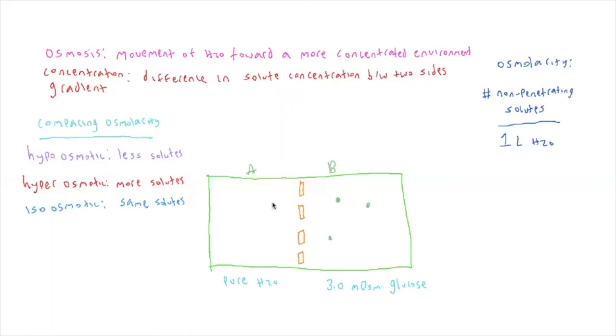But anyway, side A, which has fewer solutes, is going to be hypoosmotic. And side B that has more solutes is going to be hyperosmotic. Hyper means too much, hypo means not enough. So this side has too much solutes, this side has not enough solutes, therefore water is going to go to the hyperosmotic side. Now, if both these environments had the same osmolarity, they both would be isoosmotic.